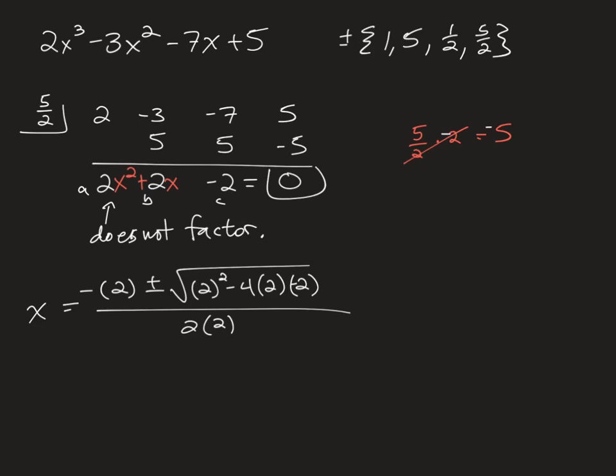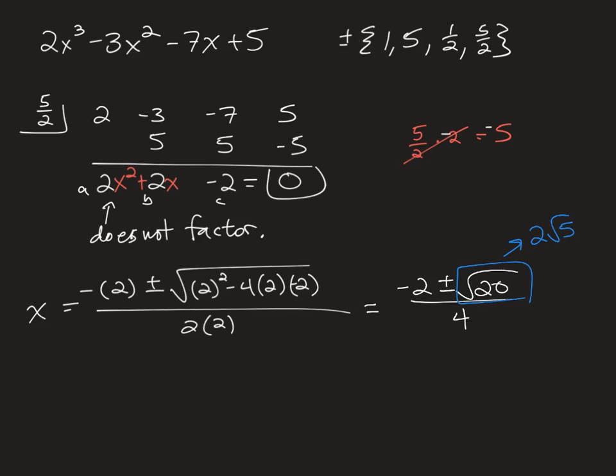So let's see, inside the square root here, I've got a 4, and I've got a negative 4 times 2 times a negative 2, which is negative 16, or sorry, positive 16. 4 plus 16 is 20 in the square root. So negative 2 plus or minus the square root of 20 all over 4. We can simplify that. The square root of 20 simplifies to 2 square root of 5.